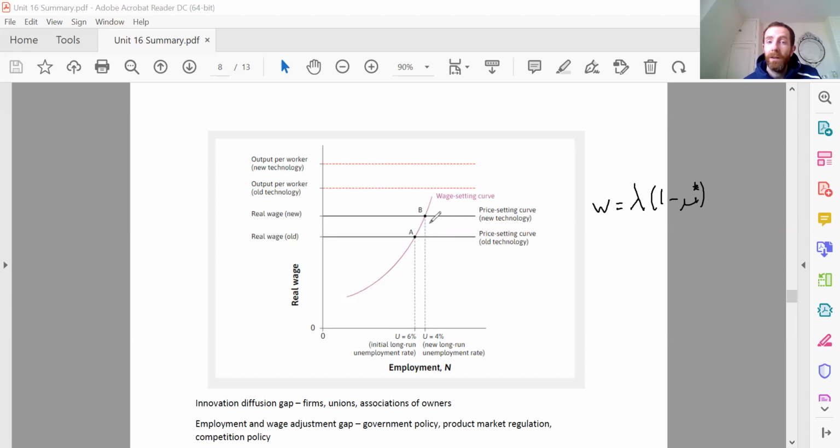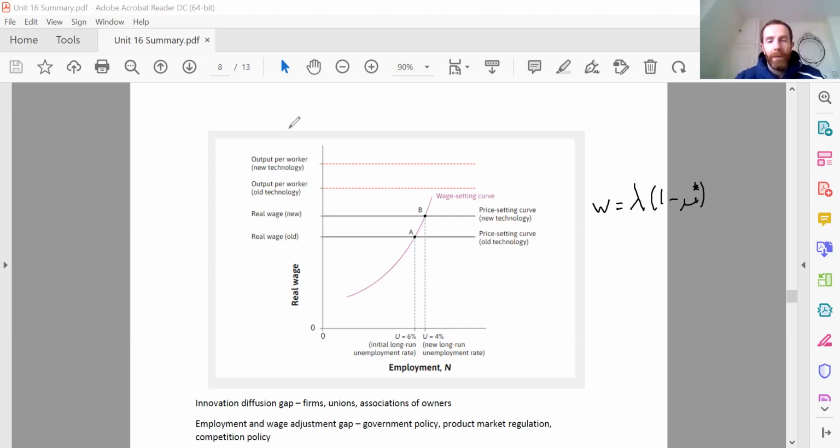So we see the price setting curve is going to shift up by that same amount. And that's going to move us to a new higher point in terms of equilibrium, with a higher real wage, and also a higher level of employment or a lower level of unemployment. And this is in the long run. So that's the overall impact of this improvement in technology.